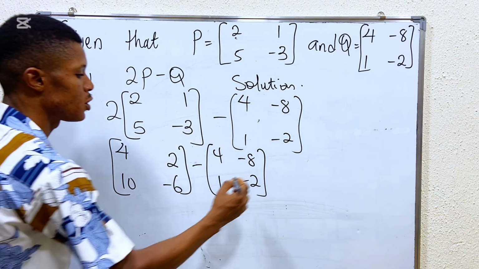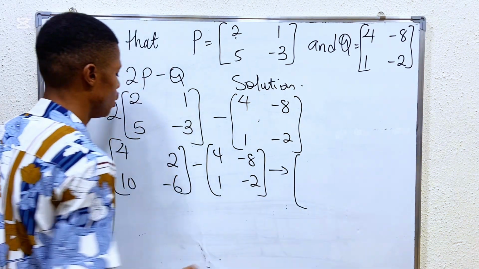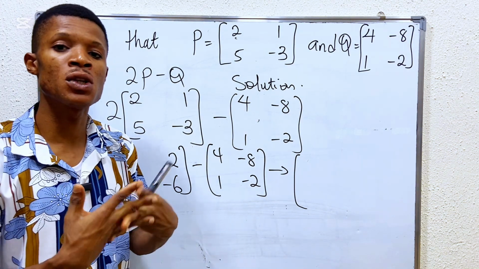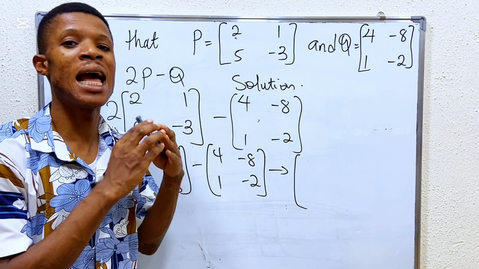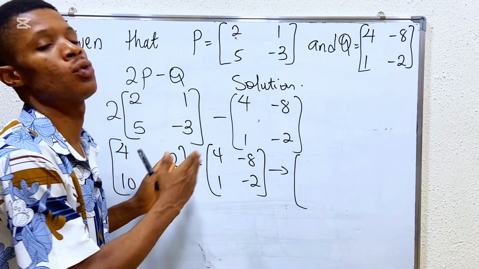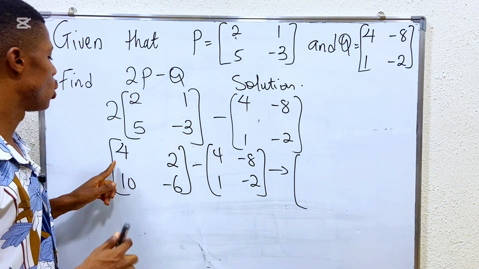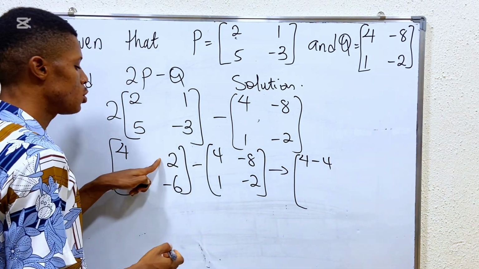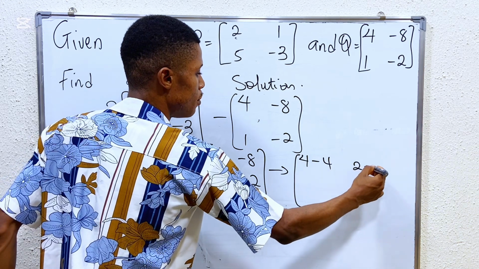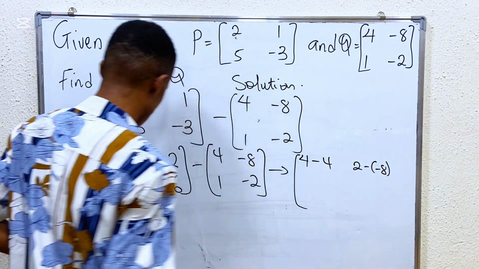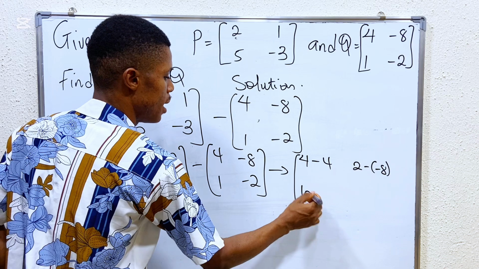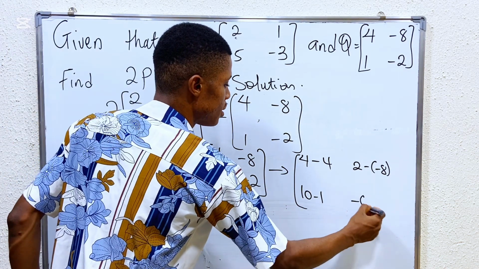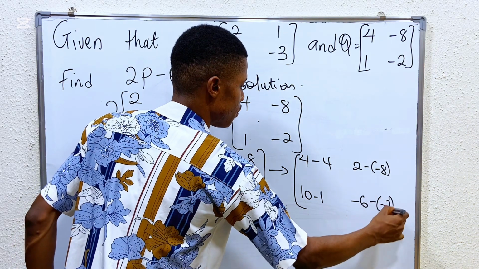So if you do the subtraction now, the matrix form will be a matrix of, we are going to subtract. In subtraction of matrices, we subtract the elements of the same entries between the two matrices we are looking at. So we are going to do what? 4 minus 4, 2 minus minus 8, 10 minus 1, minus 6 minus minus 2.